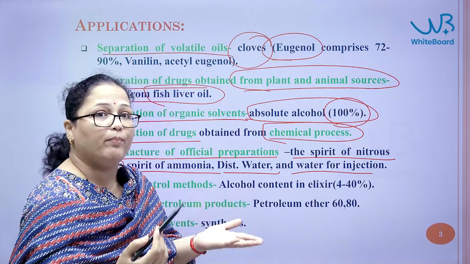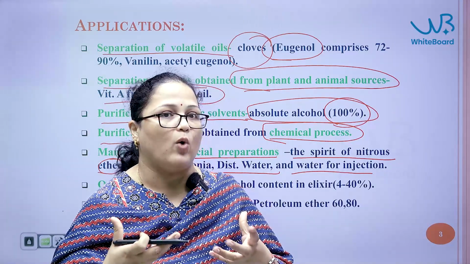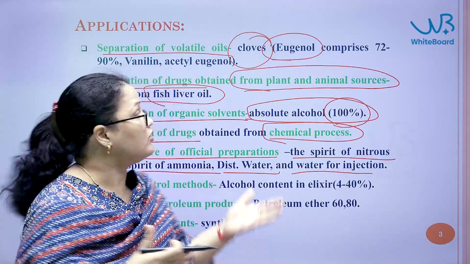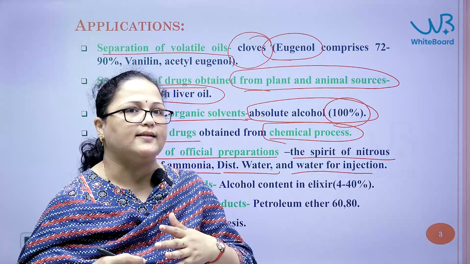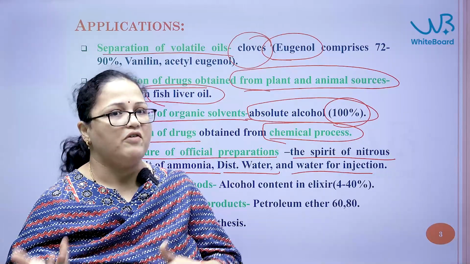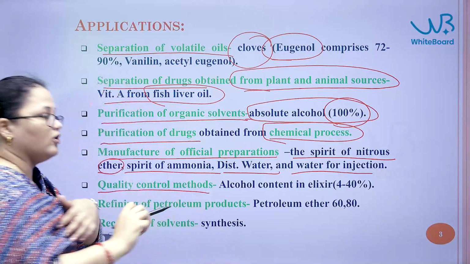In order to prepare ophthalmic preparations, parenteral preparations, we need sterile water. So for such cases also you can use one of the techniques of distillation. There are many types of distillation. So one technique will have one use. Next, in quality control methods also it can be used.